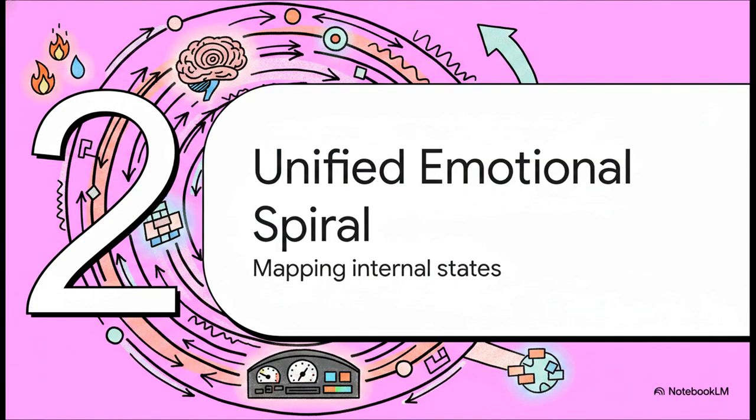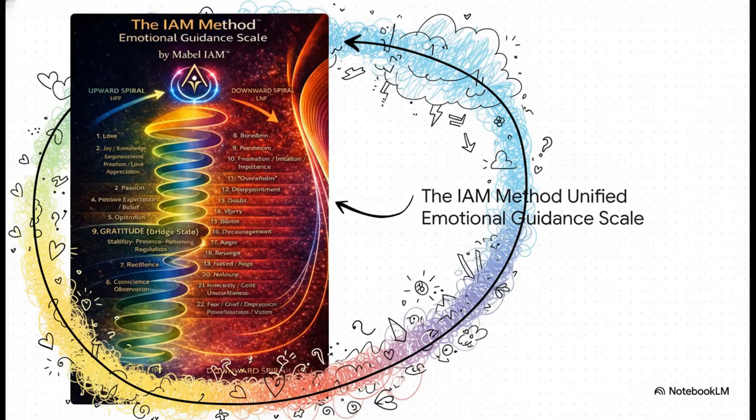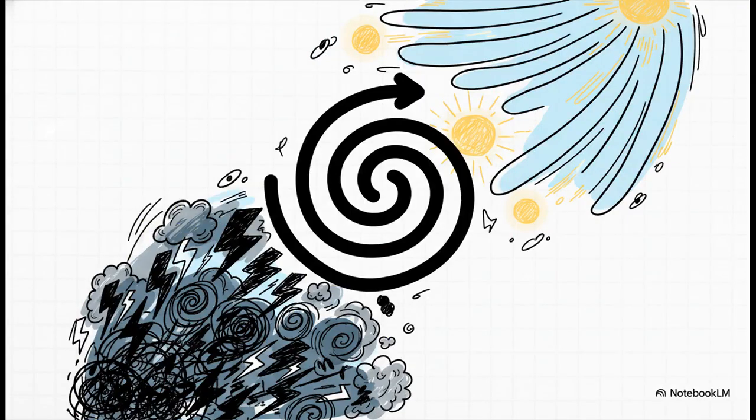Section 2. The unified emotional spiral, mapping internal states. What's really interesting about this slide is how the method organizes every human feeling you could possibly have. Notice how it's not some scattered random chart. It is one single continuous spiral. All human feelings map along this exact path of regulation, showing precisely where your nervous system is positioned at any given moment. And importantly, while there's only one spiral, there are 2 distinct directions you can travel.